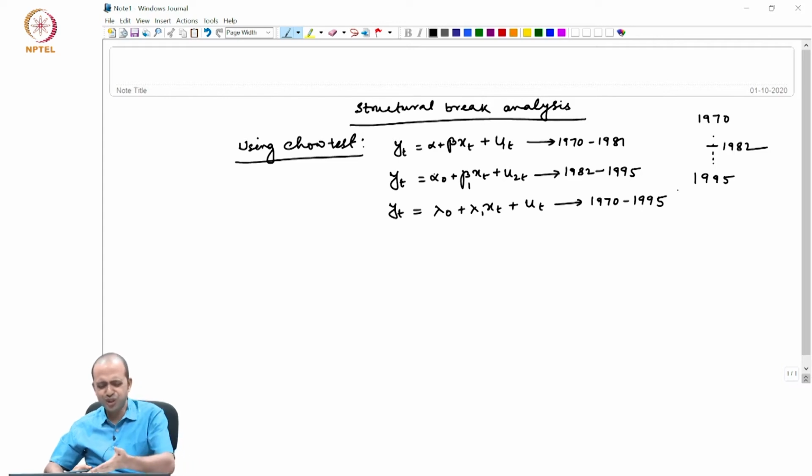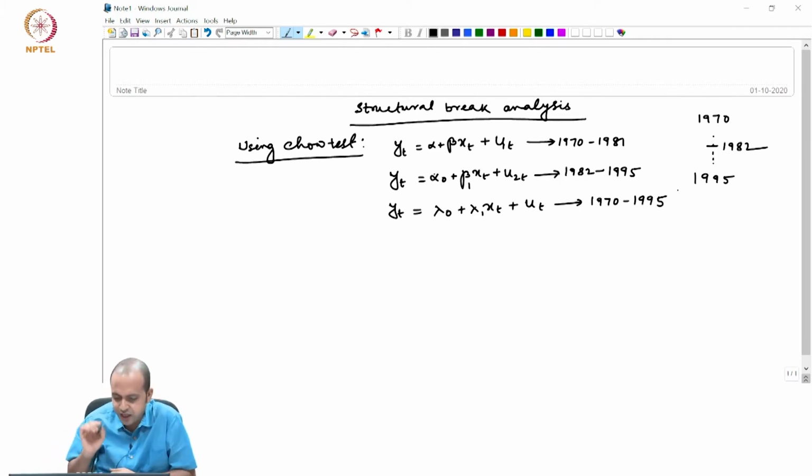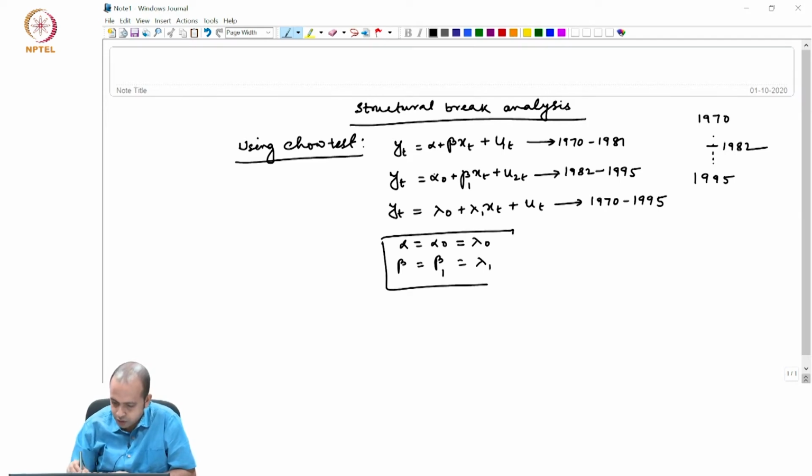Now, these notations might be different. Earlier I might have used some other notation. So, please be careful about the notation, do not get misguided. I might be using different notation at different points of time, but basically the idea is the same. We were testing alpha equals alpha 0 equals lambda 0, and then beta equals beta 1 equals lambda 1. This is the restriction we are testing.